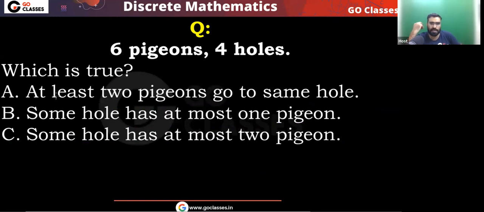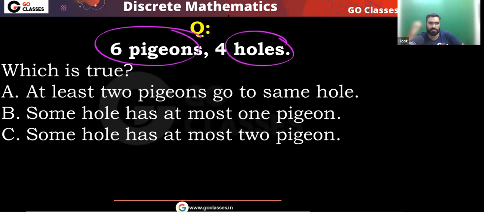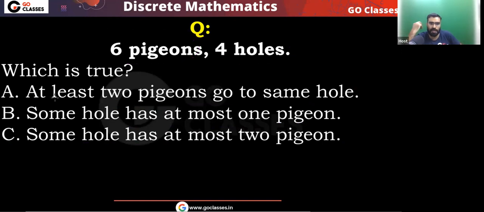Tell me the answer here. Again, 6 pigeons, 4 holes. Apply your intuition. At least 2 pigeons will go to the same hole. Yeah, of course. You cannot stop. At least 2 pigeons will have to share a hole because more pigeons, fewer holes. So the pigeonhole principle says that at least 2 pigeons need to share a hole.